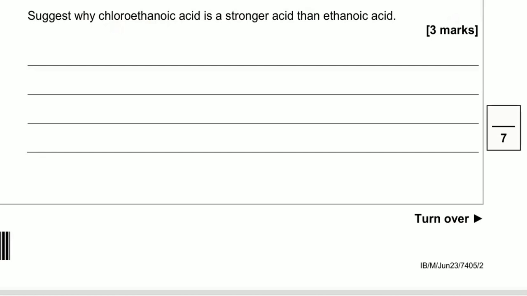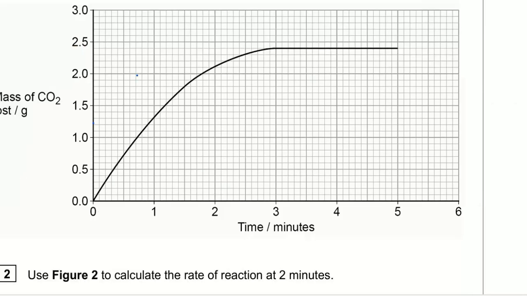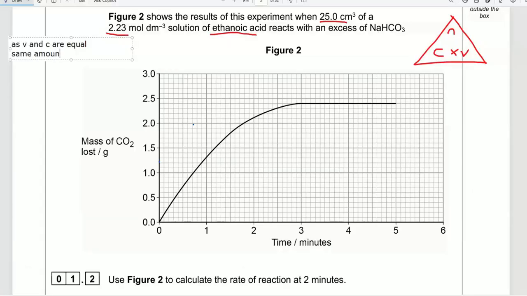Okay, let's do this. 3 marks. So something to notice here, checking out the graph. Figure 2 shows the results of this experiment when 25 cm³ of 2.23 mol dm⁻³ ethanoic acid reacts with an excess of sodium hydrogen carbonate. So what we can tell from this is that actually the moles are equal. Because n = c × v, the concentration and the volume are equal for both the chloroethanoic acid and the ethanoic acid, which means we've got the identical amount of moles of both acids.